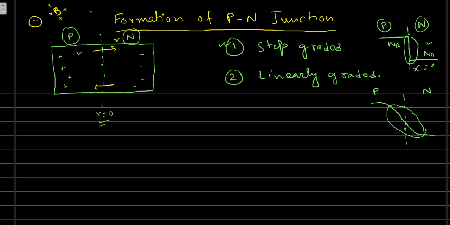Okay, and one vacancy is created, so that vacancy is treated as a hole. So boron having valency 3, one extra electron is added, so it became a B minus ion. So when the hole is moving, diffusing from P to N side, it left some negative ions.